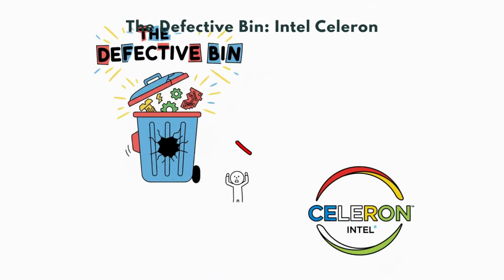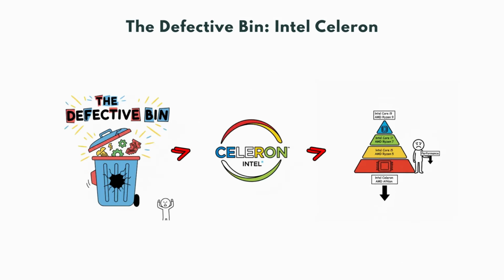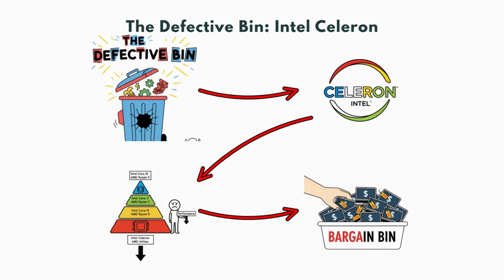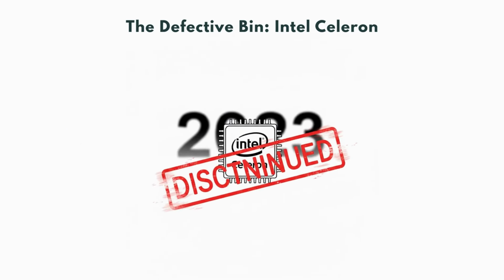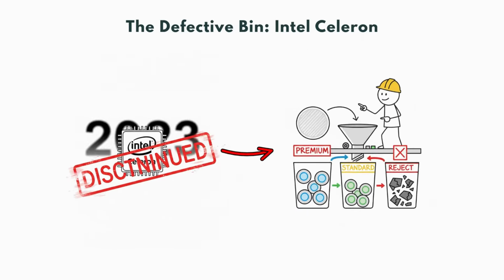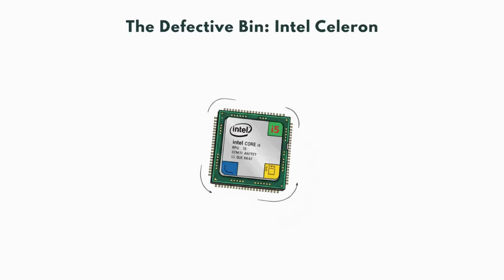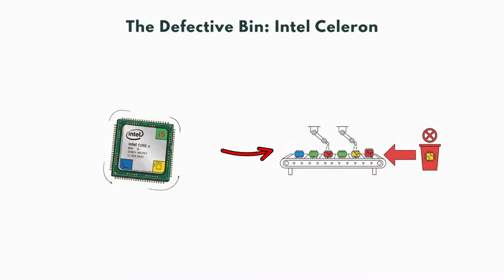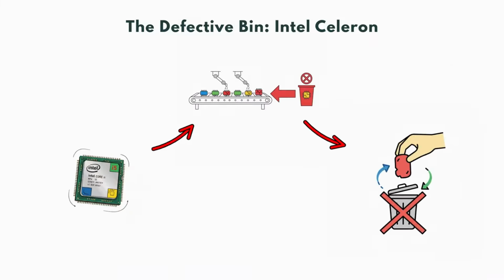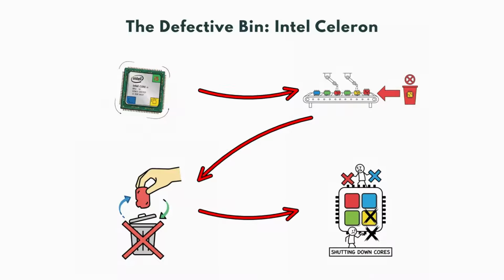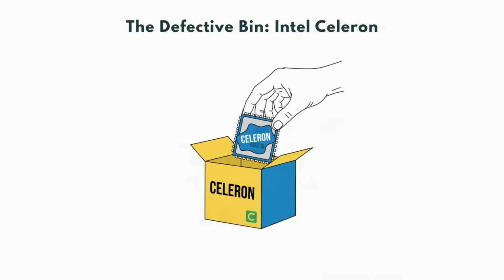The defective bin, Intel Celeron. Intel Celeron was the bottom-tier processor series historically found in bargain bin $200 laptops. Intel officially discontinued the Celeron brand in 2023. The identity is silicon binning. Celerons were often not designed intentionally. They were Core i3 or i5 chips that came out of the factory with manufacturing defects. Instead of throwing them away, Intel disabled the broken cores and sold the chip as a Celeron.